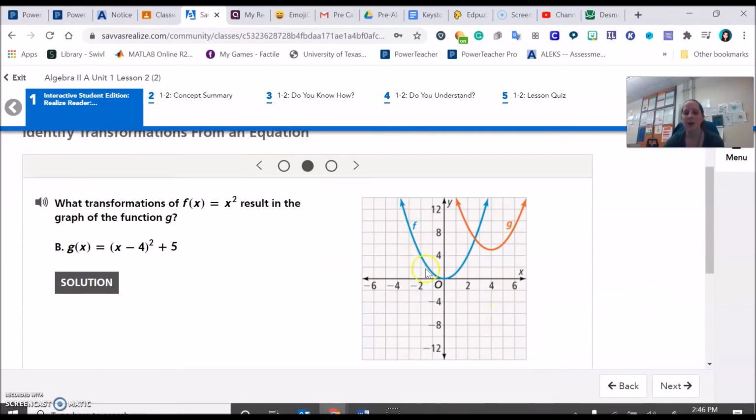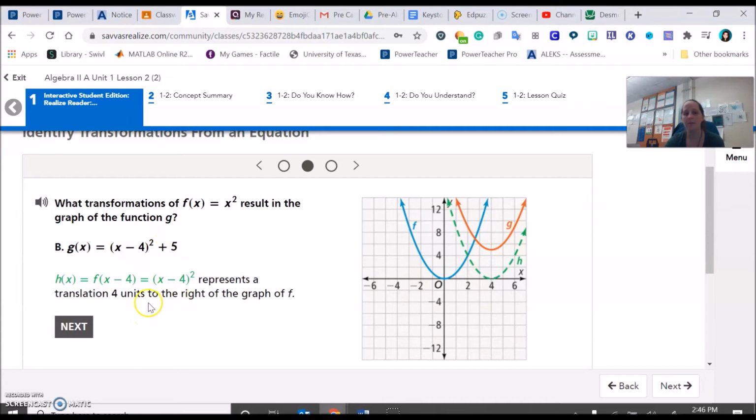Okay, looking at this graph, x squared. I have x minus 4 squared plus 5, so that means it moved over 4 to the right, and it moved up 5. So this moves over, this moves up. So 4 units to the right, 5 units up.